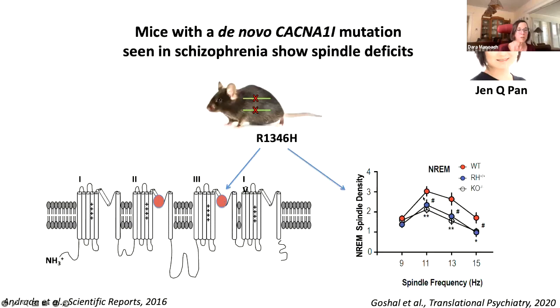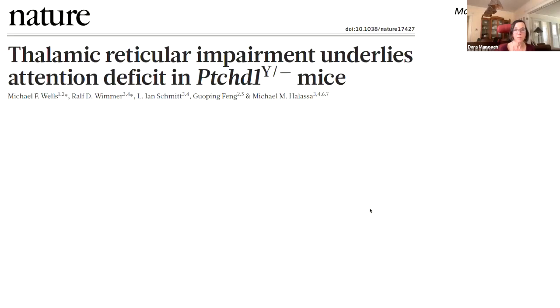So WT is the wild type animals, which don't have the mutation, and these are the knockouts, and you can see the reduction in spindle rate or spindle density, number of spindles per minute. And this team is now working to identify drugs that correct the function of this channel with the goal of increasing spindles and improving memory in schizophrenia.